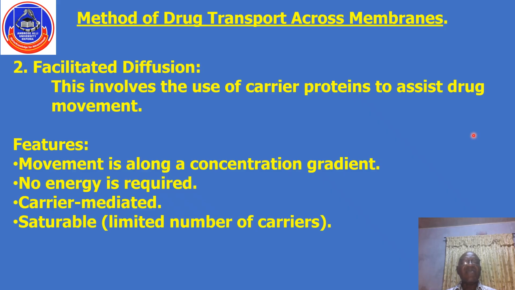Second is facilitated diffusion. This method involves the use of carrier proteins to assist the drug movement. The features of facilitated diffusion include movement along a concentration gradient. Again, no energy is required. It's mediated by carrier protein, and it is saturable because it has a limited number of carriers.